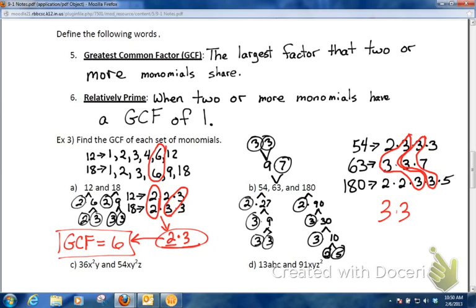And they do not all have 2's. They do not all have 7's or 5's. So it's just 3 times 3, which is 9, meaning the GCF for this problem is 9. Done.